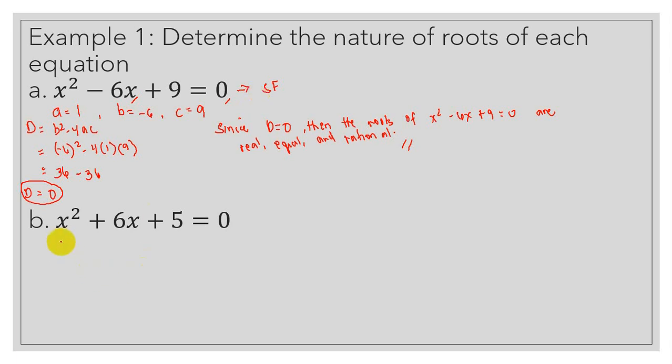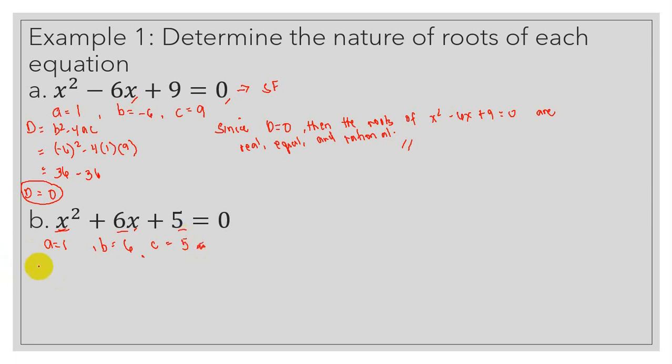As simple as that. Let's have letter B. X squared plus 6x plus 9 equals 0. So in this case, you have to check it first if it is arranged in standard form. So we can say that it is already arranged in standard form, beginning with the quadratic term, linear term, and the constant. Then you identify the values of A, B, and C. So the value of A, the coefficient of x squared, is 1. The value of B, the coefficient of x, is 6. And the constant is 5.